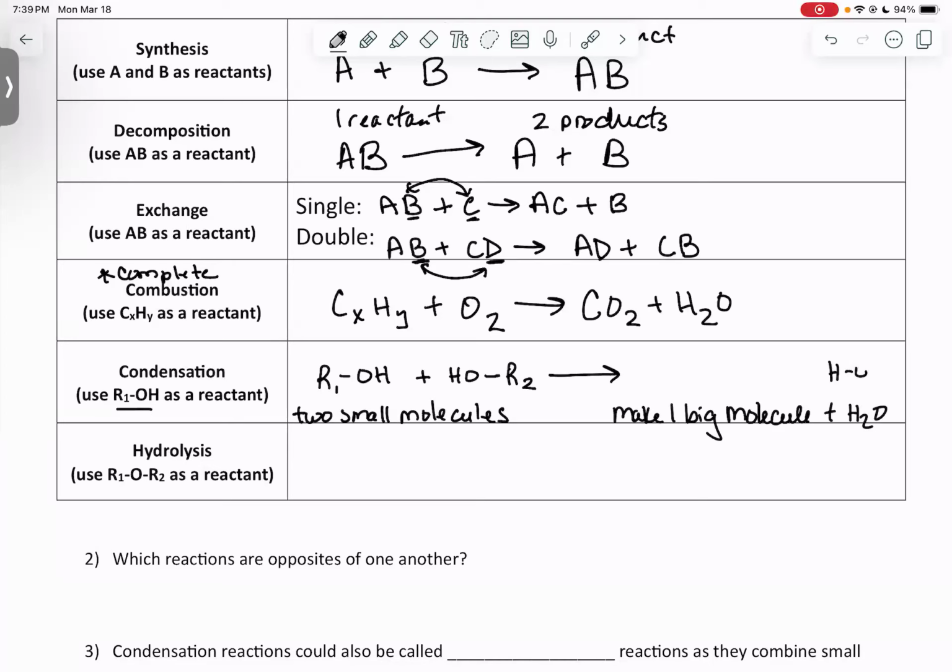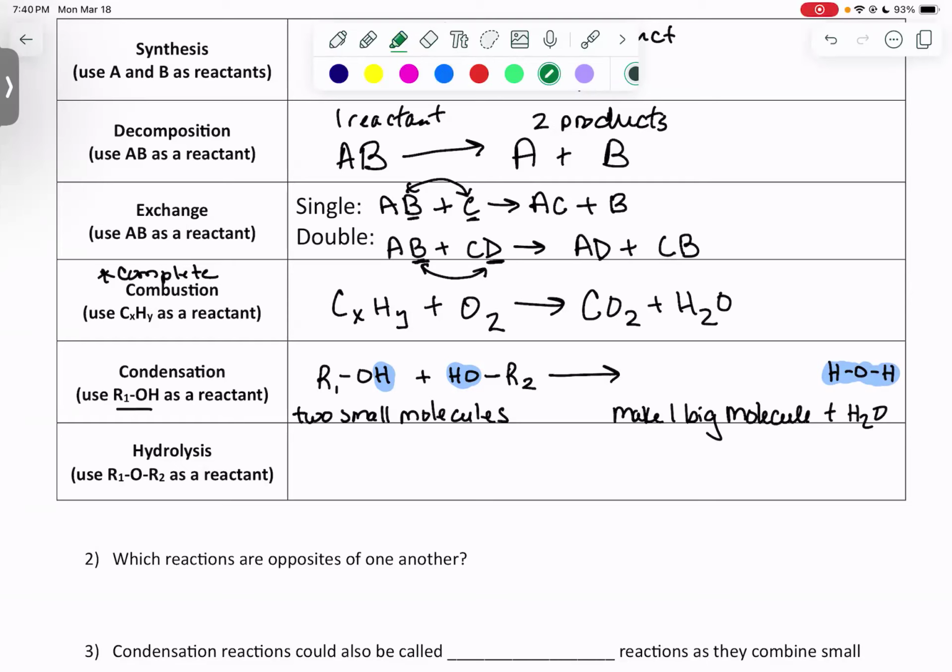Water is HOH. So what I'm going to do is, let's do it in blue. Water's blue, right? So I'm going to take a hydrogen from one, and I'm going to take a hydroxyl from the other, so that I end up having all of the elements that I need to make water, HOH. And then all I have to do is look at the rest.